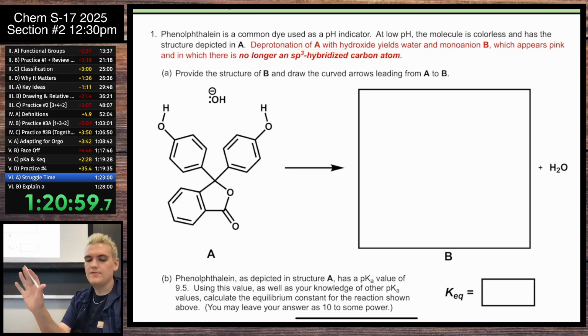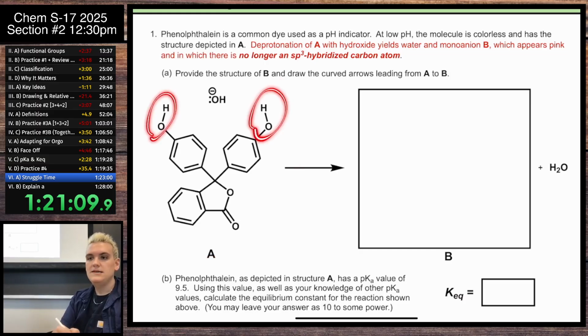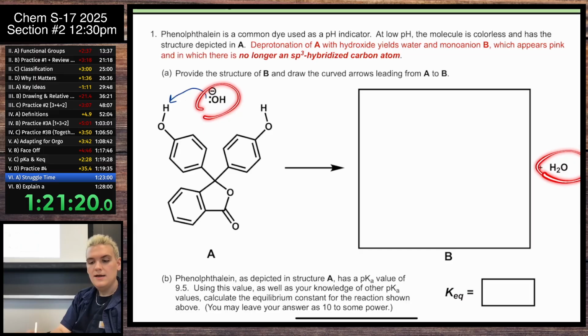So, a couple things. We are going to deprotonate this molecule, and hey, what are our only hydrogens that we could really deprotonate? These, right? So our hydroxide is going to deprotonate them. So we know we're going to have that arrow, and then it's going to be turning into water. And then we're going to have another structure here that they say is a monoanion. So we know it's going to have a negative charge.